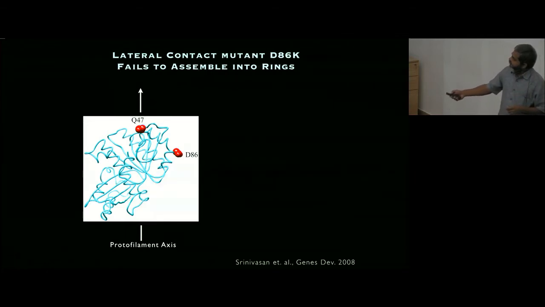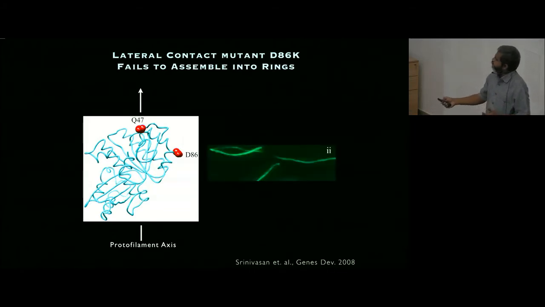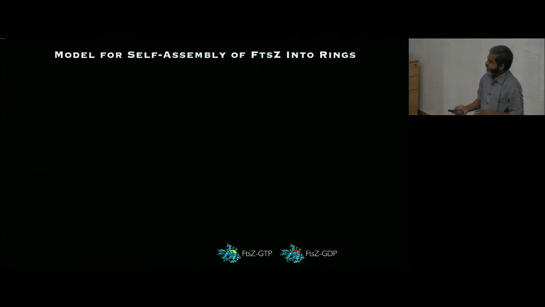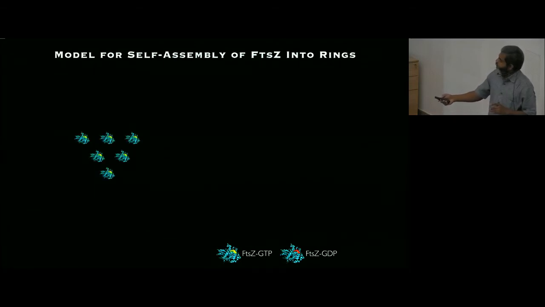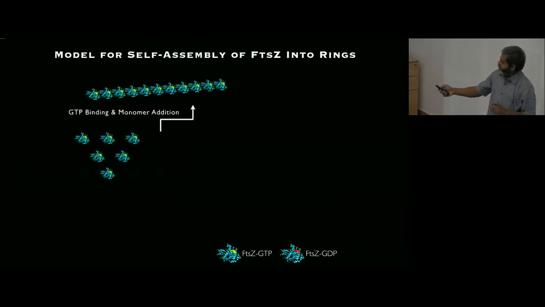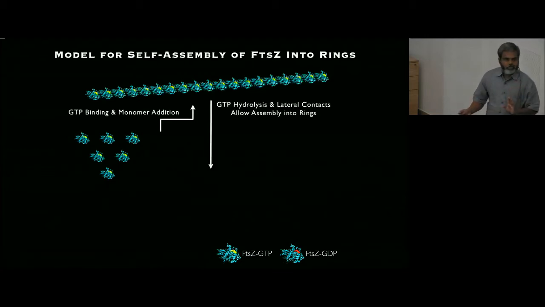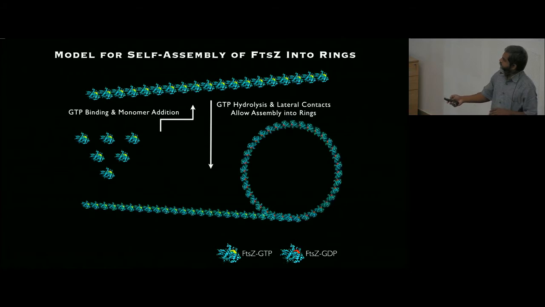But when we added another mutation on this surface, assuming that one protofilament will be sitting here and another one sitting here to form those ring-like structures, they never form rings. They are just linear filaments. This never curves, this never forms rings. So the idea was this, taking an analogy from microtubules: monomers upon GTP binding would form these linear filaments, and GTP hydrolysis would trigger the curvature. That would lead to the ring formation.